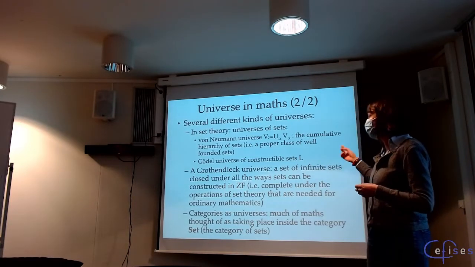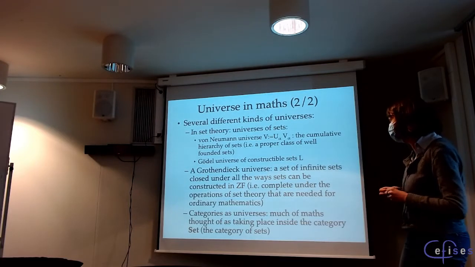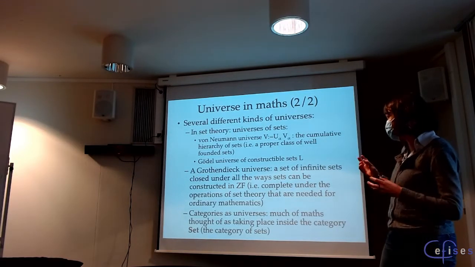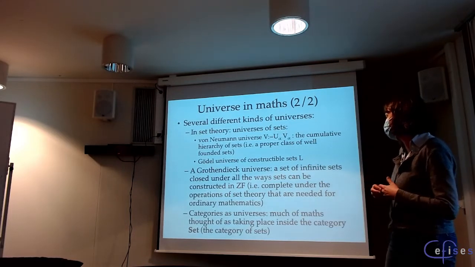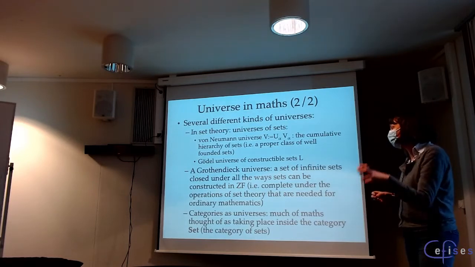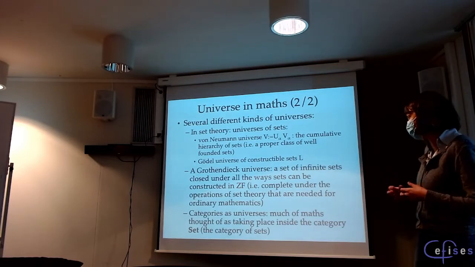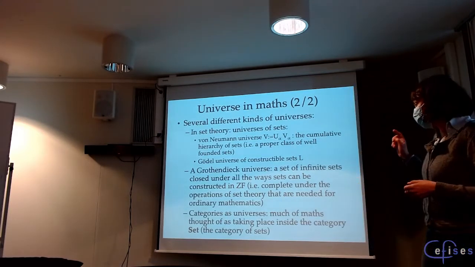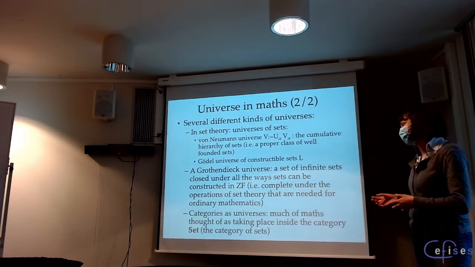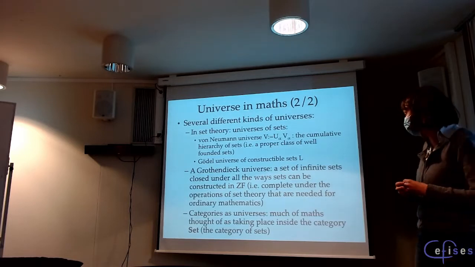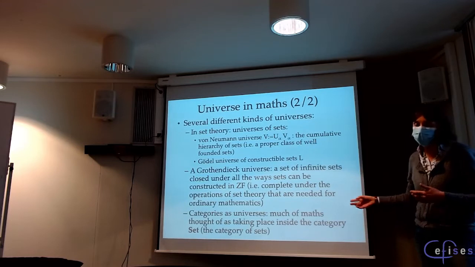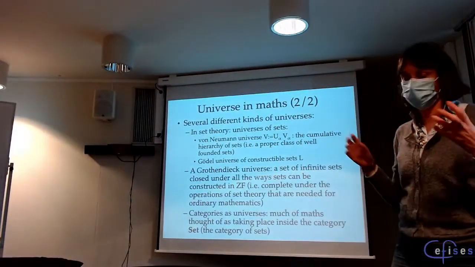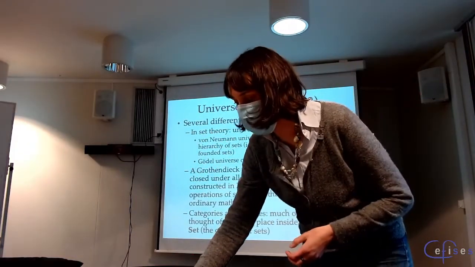There is also another conception of the universe that is given by Grothendieck, as the set of infinite sets that are closed under all the means you have to construct sets in the framework of ZFC. It means that this universe is complete under all the operations of set theory that are needed to do ordinary mathematics, let's say. But categories can also be interpreted as universes, because much of mathematics can be thought of as taking place in the category of sets. There are also universe conceptions in type theory, but that's a very broad term that is used in mathematics.